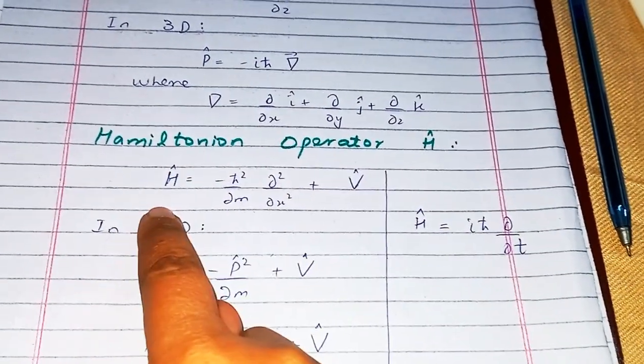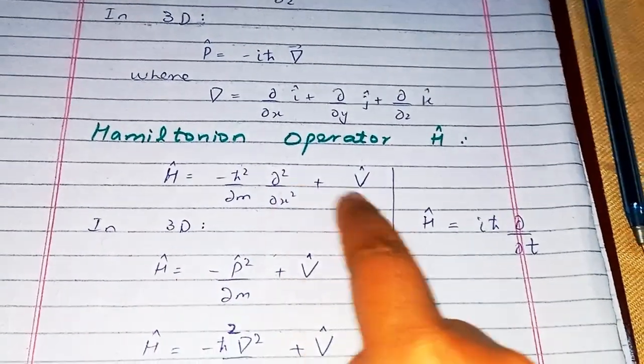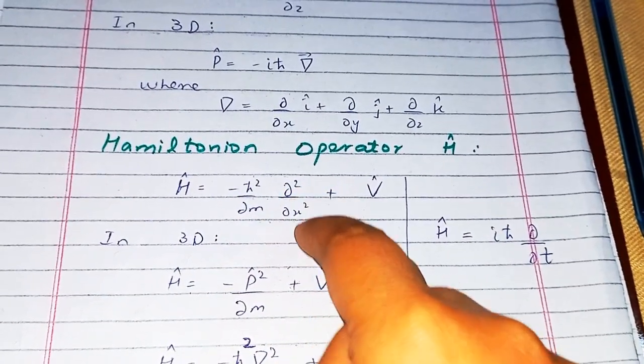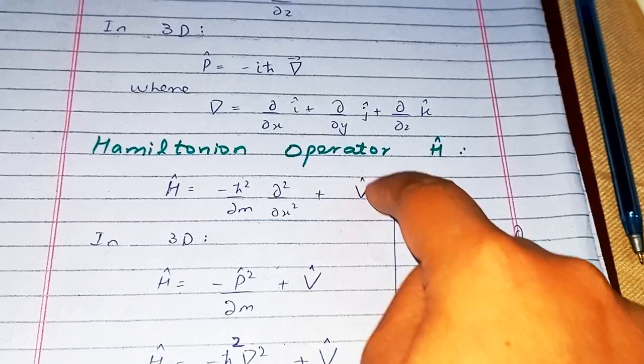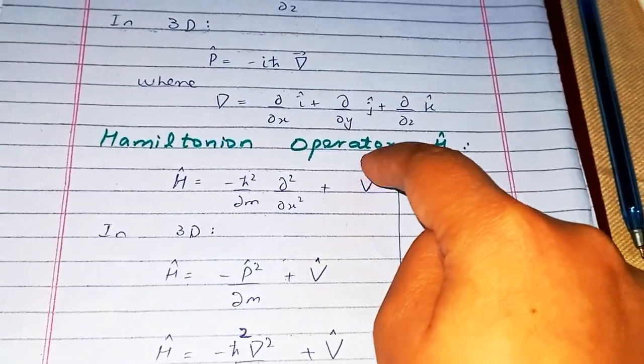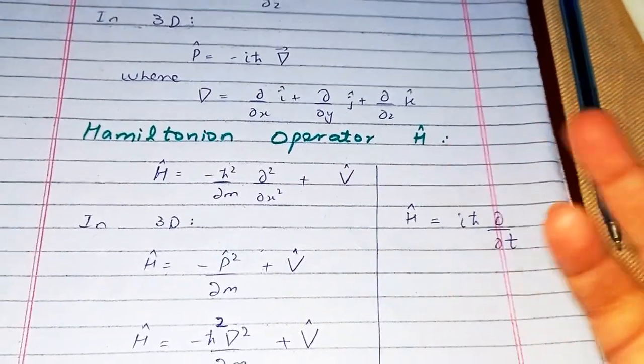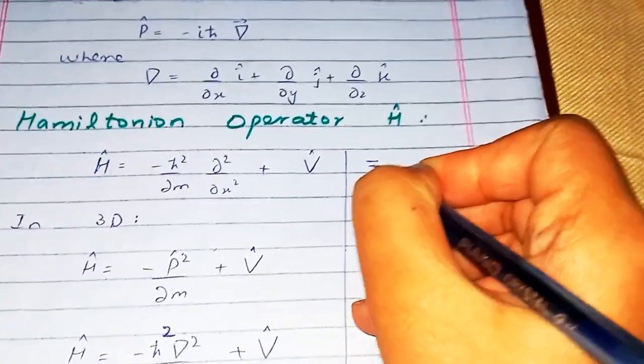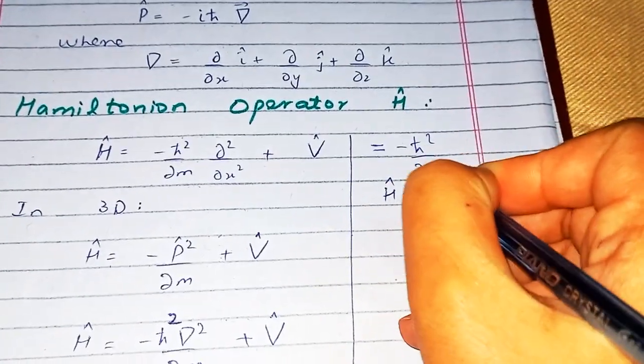Hamiltonian operator, this is the Hamiltonian operator in 1D, and it's equal to minus h cut squared by 2m partial squared by partial x squared plus V. V is the potential energy, and it's an operator too because it's actually expressed in terms of operators. And in 3D we can see the same thing, minus h cut squared by 2m remains the same.